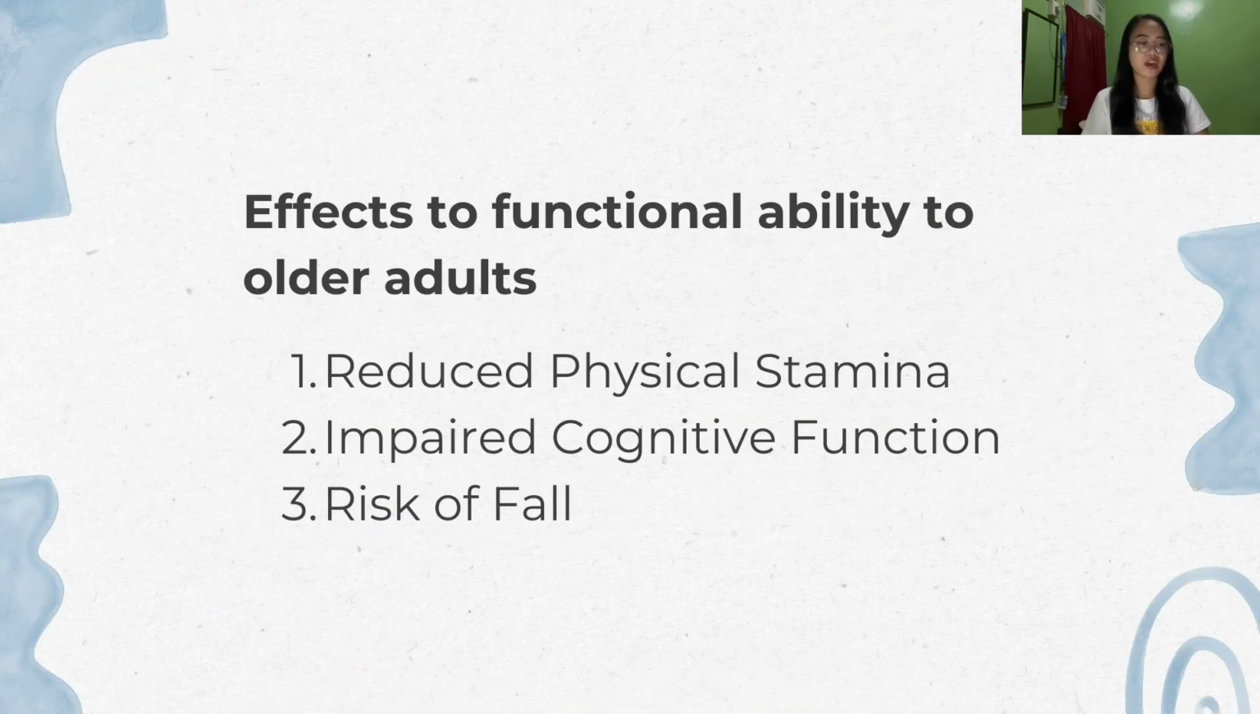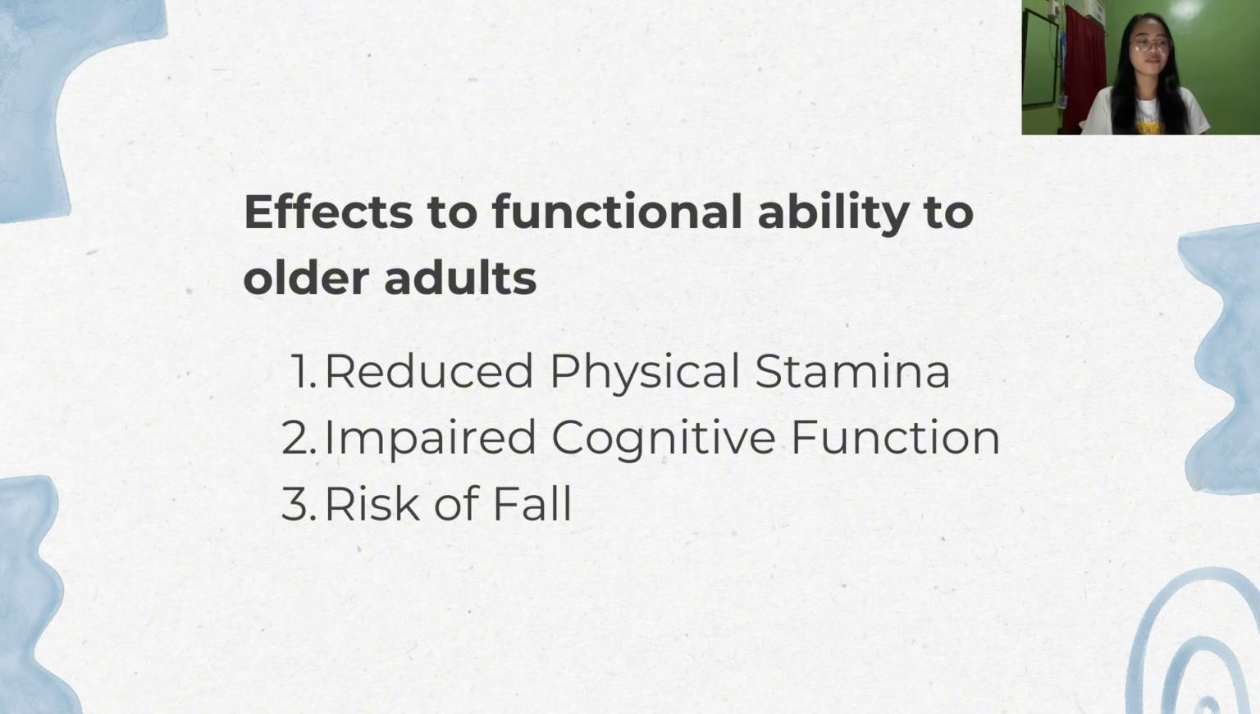So first, we have reduced physical stamina because this obstruction leads to decreased oxygen supply. That is the plaque build-up in the arteries. So this results in fatigue, weakness, and reduced endurance, making it difficult for older adults to perform daily activities such as walking and climbing the stairs.